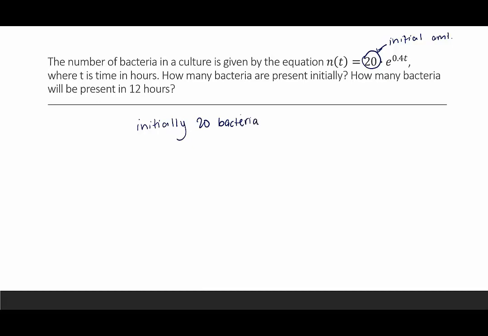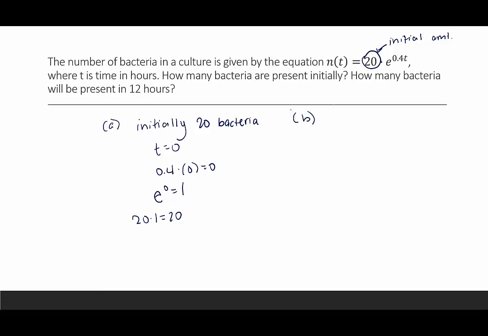Now, if that kind of makes you worry, you can always do this mathematically. Mathematically, this means that t is equal to 0, right? Initially is at the onset, at the start. If you plug in 0, then our exponent of e will be 0.4 times 0, which is 0. And then we would have e to the 0, which is 1. And 20 times 1 is equal to 20. So just two ways that we could get there. Okay, so this was the first question, so I'm going to call that A. Now let's look at the second question, B.